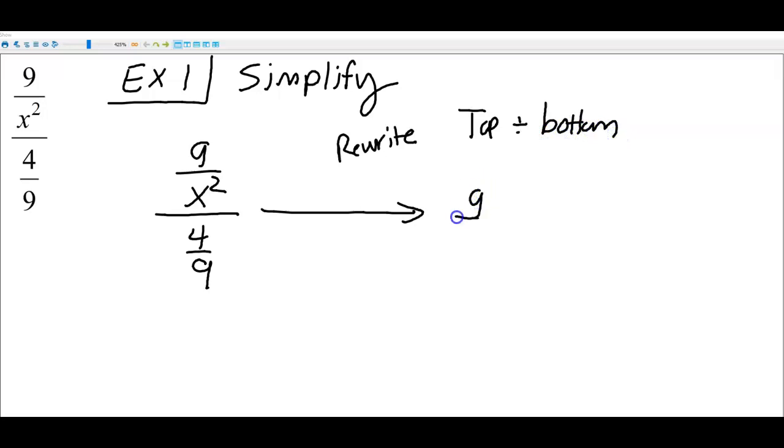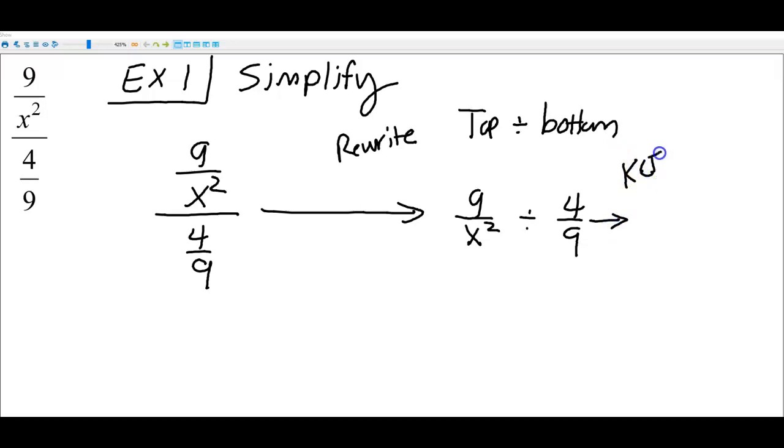So I have 9 over x squared is the top part of the fraction, and we're dividing that by the bottom, which is 4/9. So that's all a fraction is anyway. When you have a fraction, it's really just you're dividing the top number by the bottom number. So I'm just changing the way it looks. But now that I've changed the way it looks, hopefully that triggers something we've learned before, which is to do keep, change, flip.